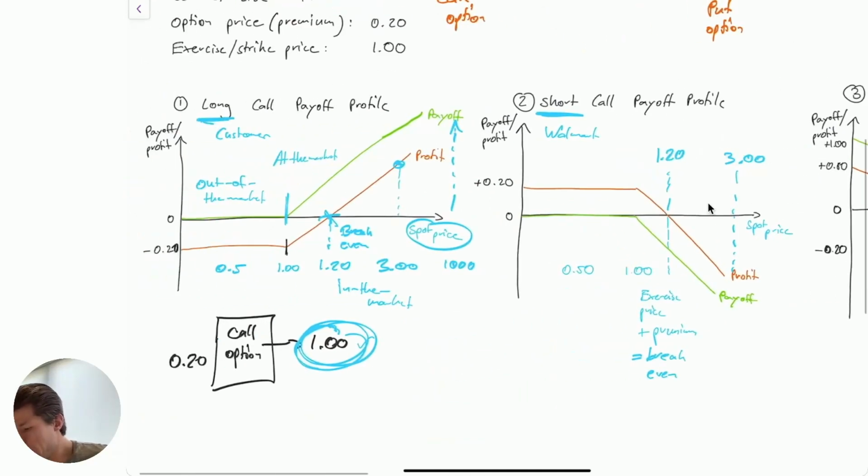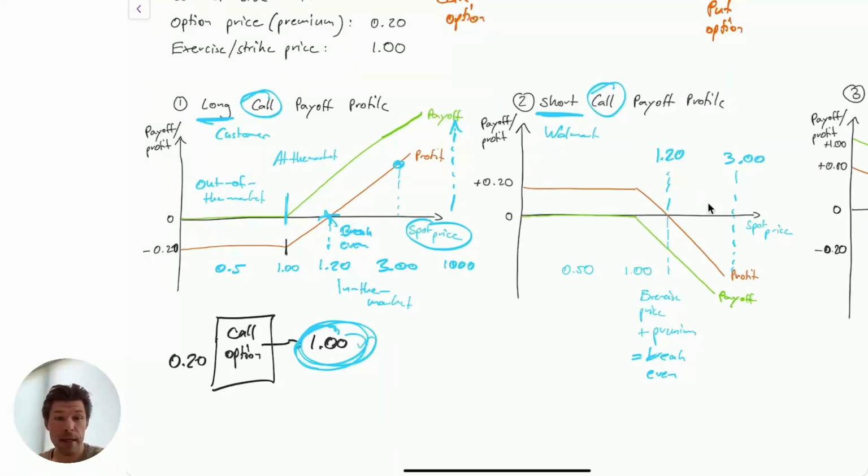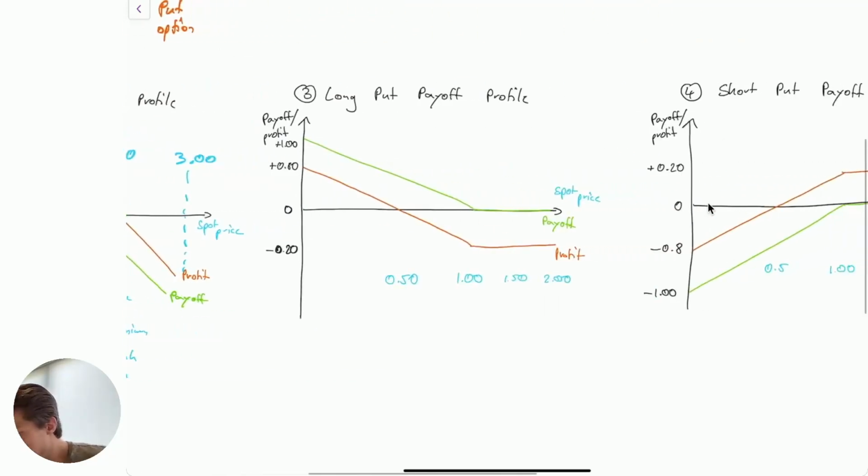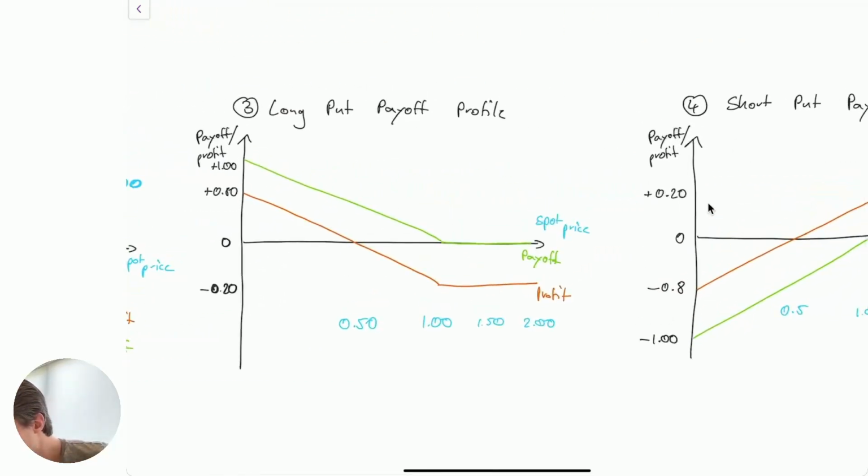So here the picture is the call, we are talking about document type 1. Document type 1, the right to buy from a customer perspective. The picture for the seller, Walmart in this case, looks the opposite. Okay, second example, let's talk about put options.